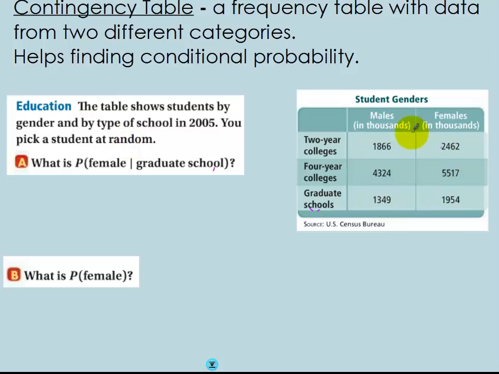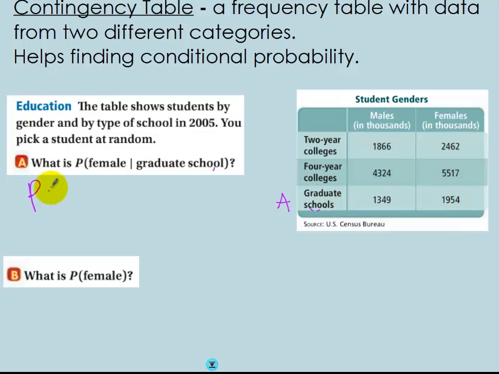You pick a student at random. What is the probability that that person is female given they went to graduate school? So the given area is the graduate schools. So for problem A, I'm going to be using this column. I'm only going to be looking at this information. And I want to know how many of those are female.